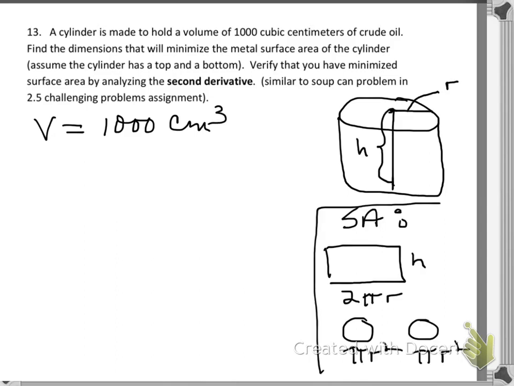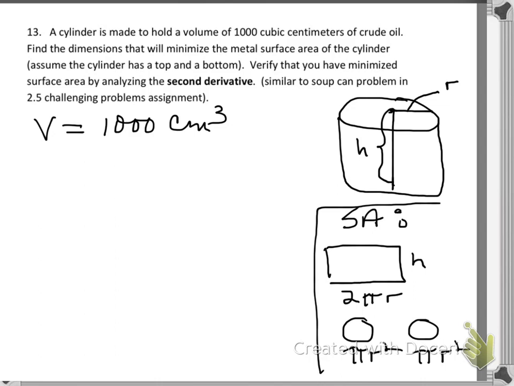Okay, so I've gone ahead and done some setting up here. So I have a sketch of the crude oil container, and I've indicated the radius and the height. I then down below started working on surface area, so we'll get to that in a second. Okay, so they're telling me that the cylinder is made to hold a volume of 1,000 cubic centimeters of crude oil. Find the dimensions that will minimize the metal surface area of the cylinder. And they said assume the cylinder has a top and a bottom. Verify that you have minimized the surface area by analyzing the second derivative.